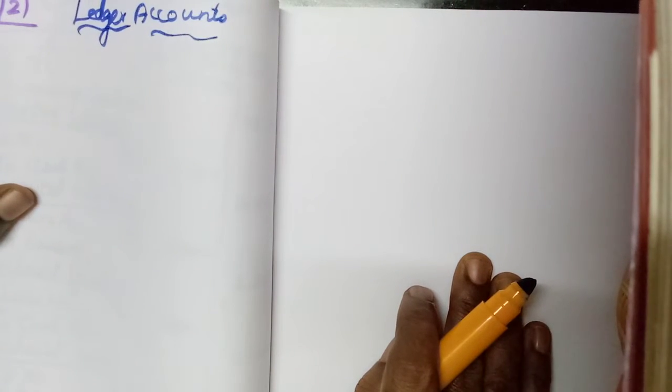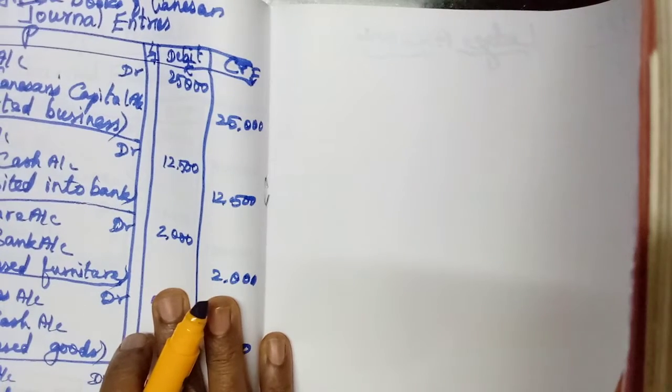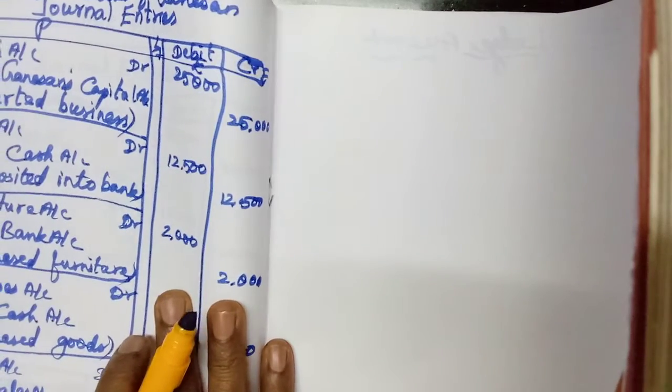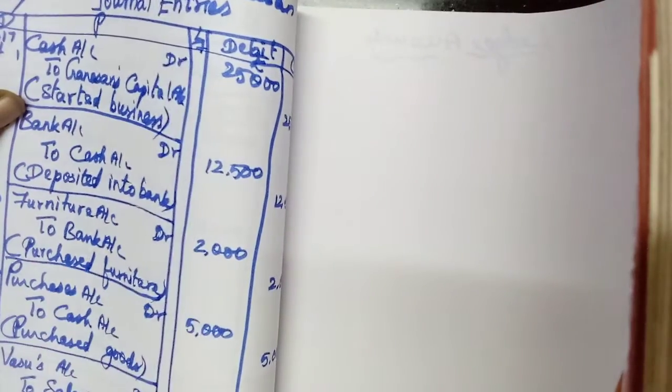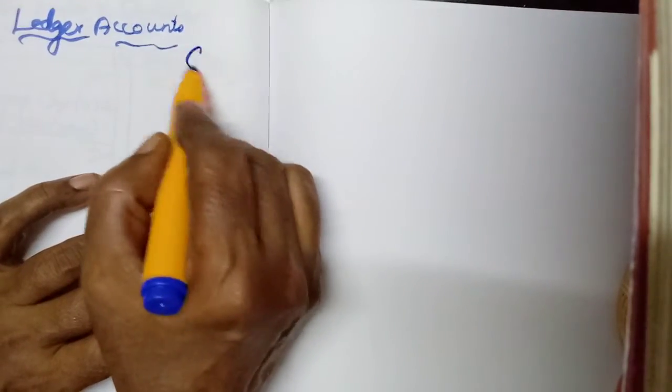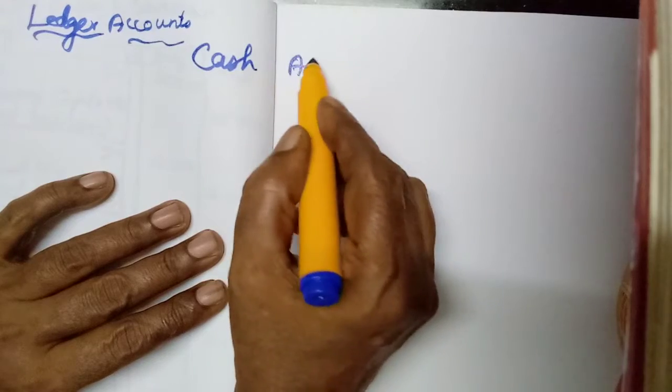Okay, students. So here we are learning ledger accounts, and I have also taught you how to balance the account. Now we have to do the eighth exercise. There we have completed all the journal entries. Now we are supposed to prepare the ledger accounts. First one, cash account. Usually the first account will be the cash account.